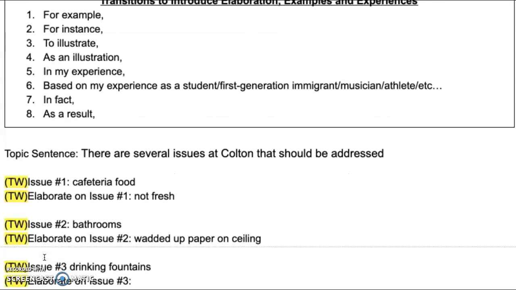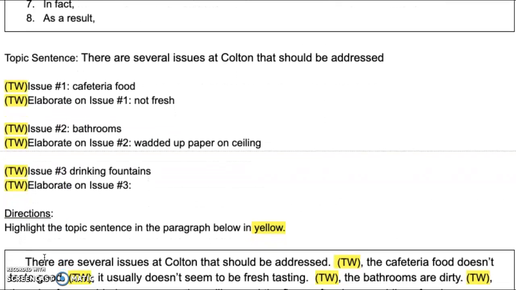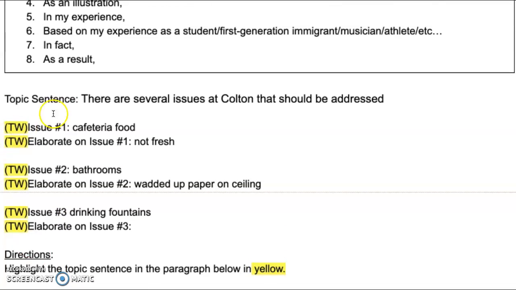I'm going to use an example of writing a paragraph about issues at Colton. So I'll start up here with the outline. Let's say I decided to have my topic sentence say there are several issues at Colton that should be addressed. I've come up with 3 issues. These are my 3 big ideas. The first idea is that cafeteria food should be improved. The next big idea is that bathrooms should be improved. And the third big idea is that the drinking fountain water should be improved. Those are the big ideas.